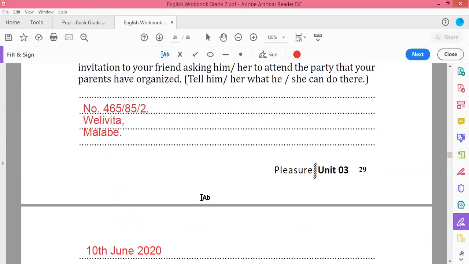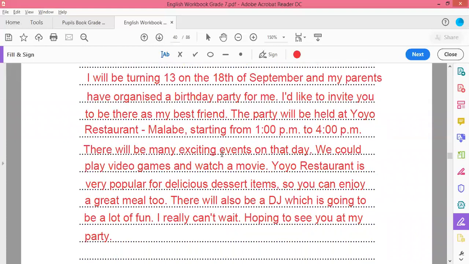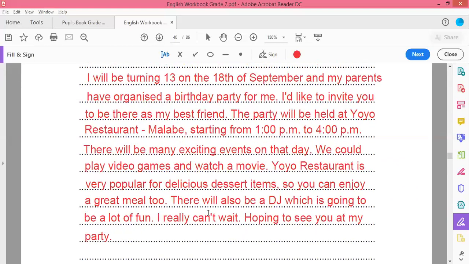First the address, and then the date, and then the greeting, and then the body of the letter. After the body, you have the closing. Please finish this and say done. You don't have to copy this. You can alter, you can change the information here and write whatever you like.